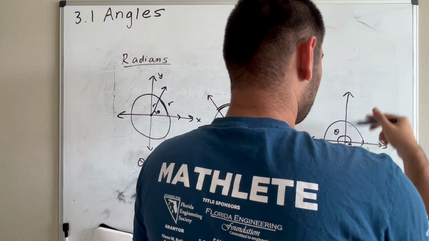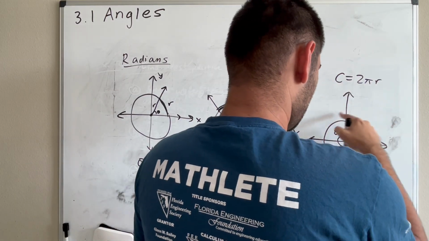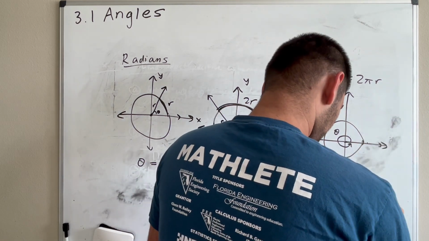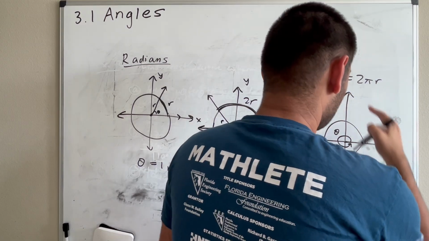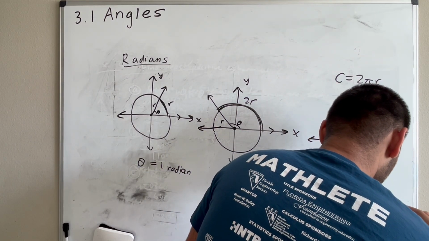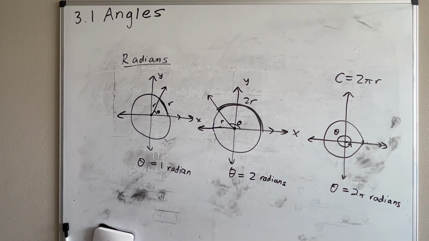And this is just one full circle, so we just look at the circumference formula. 2 pi r is the length of this whole circumference. And so that means that we have 2 pi radians, because we have 2 pi radiuses. So theta in this case is equal to 2 pi radians. Okay? Alright, good.